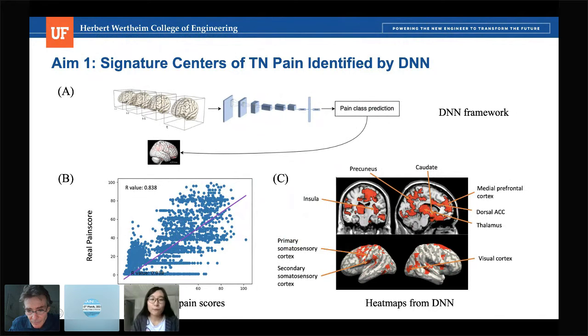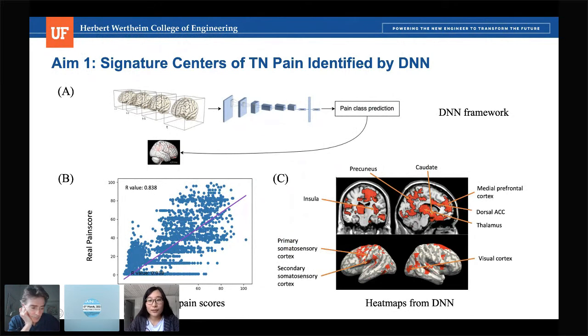Finally, after we have well trained our pipeline, we'll use Grad-CAM to help us generate heat maps from all the patients. Figure B demonstrates one of our results in pain score regression. We get an R value of 0.838, using the predicted pain scores versus the real pain scores reported by the patients. That demonstrates that the deep neural network can definitely help us find some of the underlying distributions in the data. Figure C shows the heat maps from our Grad-CAM results.